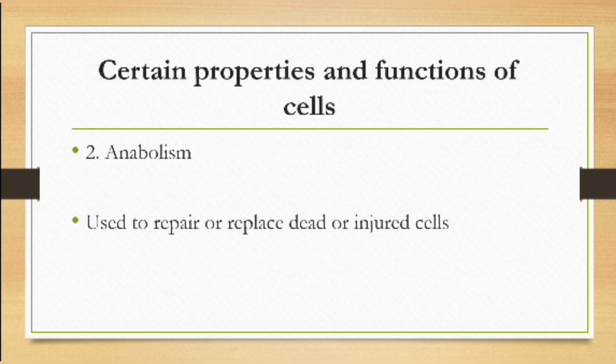Now let's move toward the second property and function of a cell, that is anabolism. In this, the material taken in by cells is assimilated and used to synthesize the protoplasm and grow in size. It can be used to repair or replace dead or injured cells also. This process of growth and repair in cells is called anabolism.